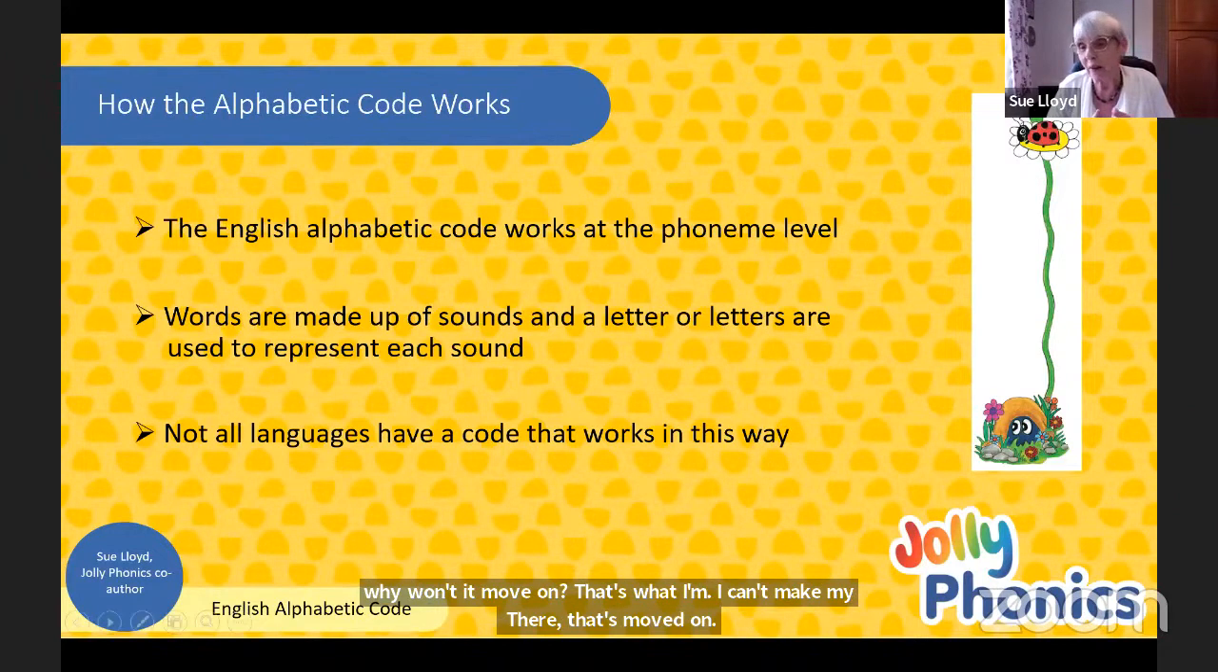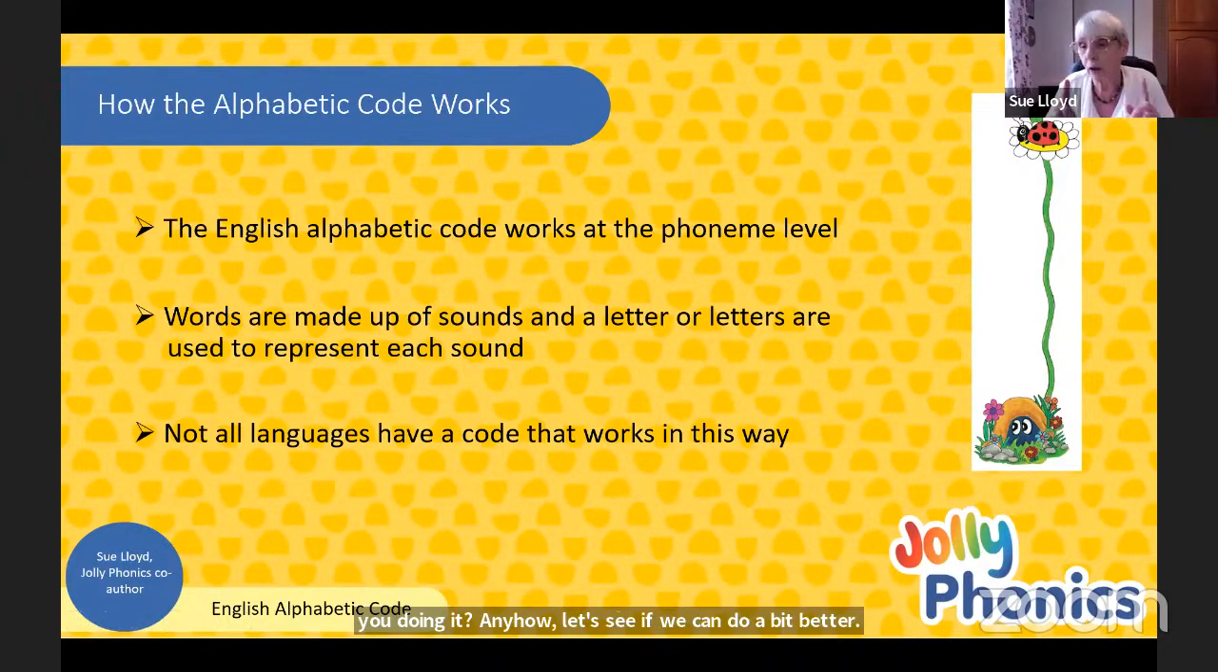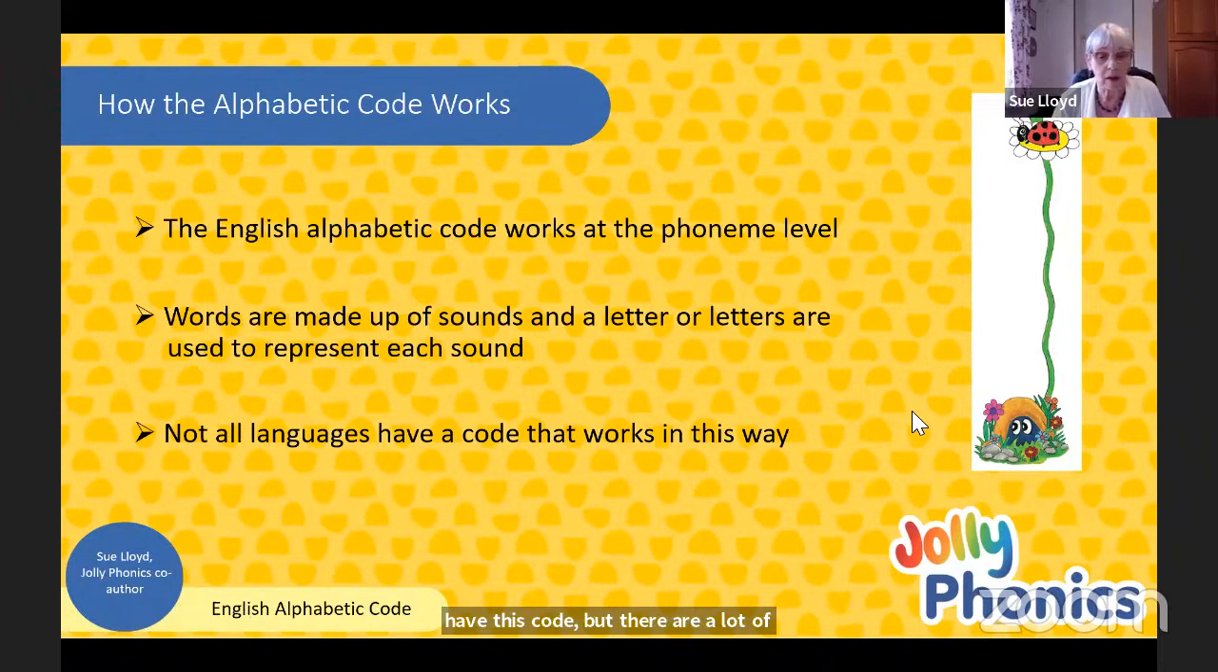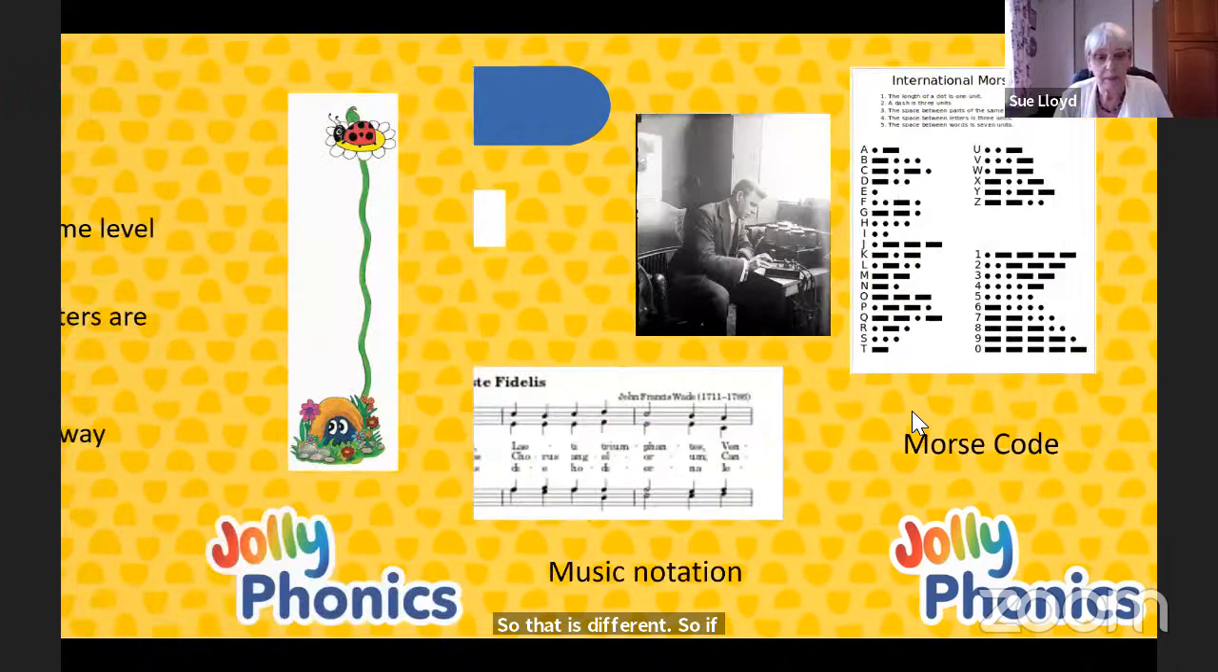But basically, our alphabetic code is down to the phoneme level. That's the single sound. So you need to be able to hear every single sound in English to be able to work out the code. Words are basically made up of sounds, and there's a letter or letters that represents each sound. And this is our alphabetic code. Most European countries have this code, but there are a lot of languages that don't use a code like this, so that is different. So if you go to the next slide.